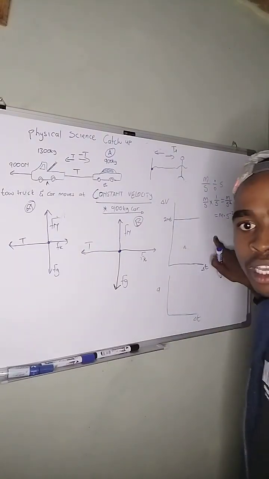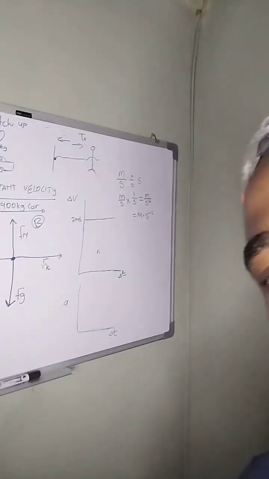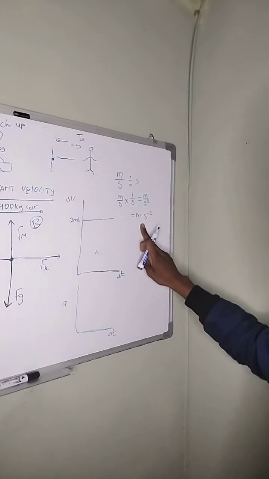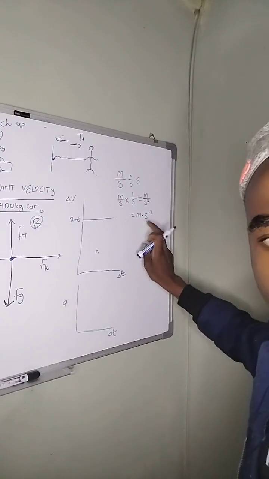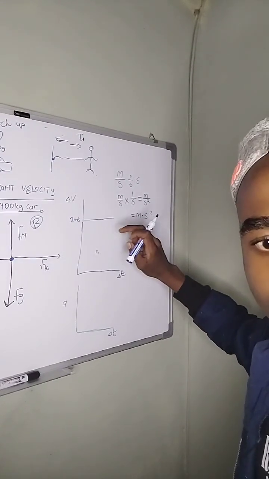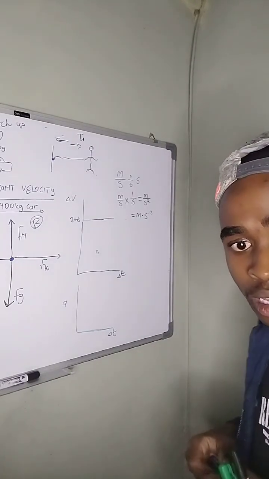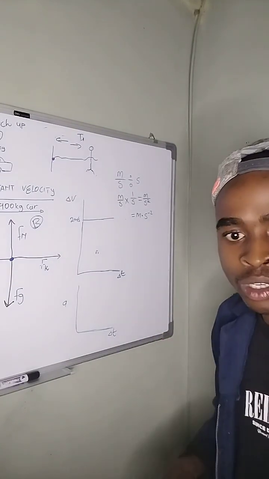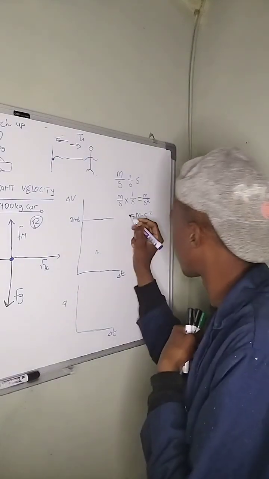So what is the SI unit of that one? Let me bring this closer. This information is very important, guys. You can't afford to miss this. What is this representing? It's going to be the acceleration, which means this is a.